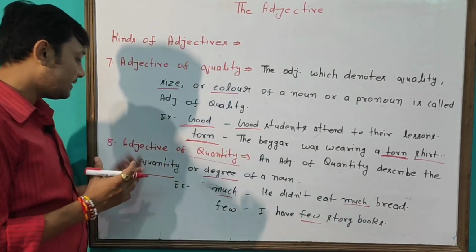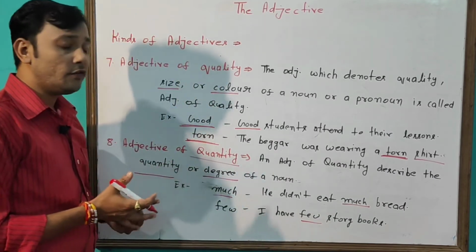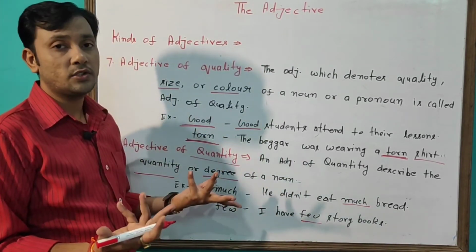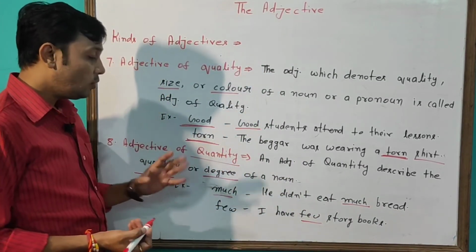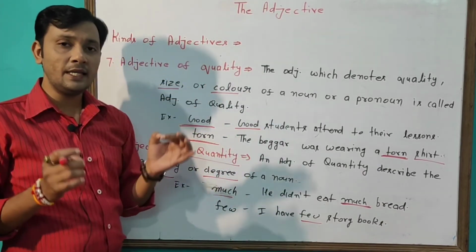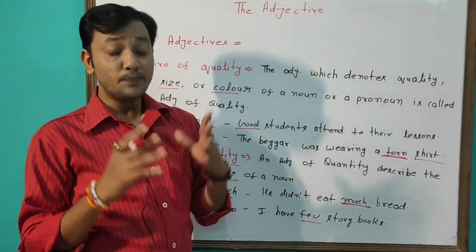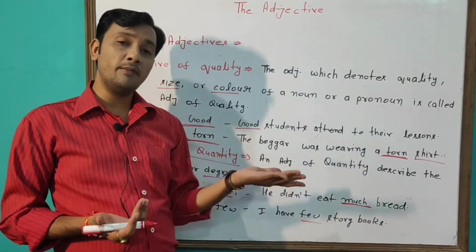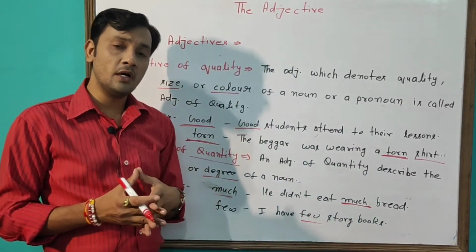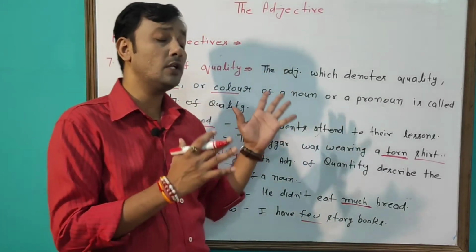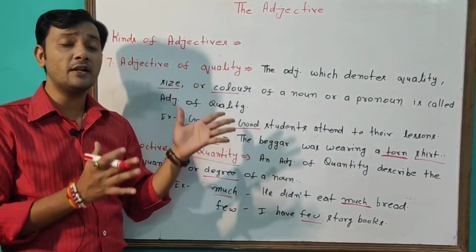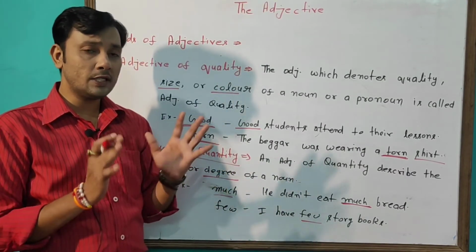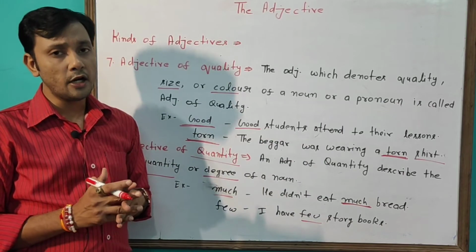An adjective of quantity describes the quantity or degree of a noun, meaning how much. So much, few are known as adjectives of quantity. From the beginning, just take a quick revision. I explained what an adjective is, its kinds, and how an adjective can be used in a sentence, attributively and predicatively. There are 8 kinds of adjectives, which I explained in detail in the chapter. So I hope all your doubts have cleared now.